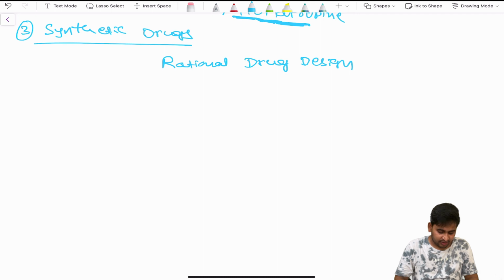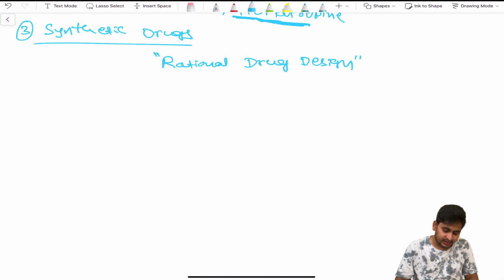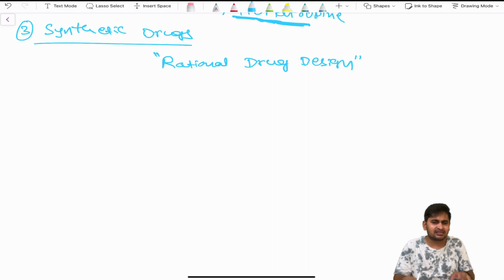Right, these kinds of receptors are targeted by synthesizing molecules or ligands. This process is called synthetic drug designing, which is also called rational drug designing. Rational, so what is the relation between the drug and the receptor?